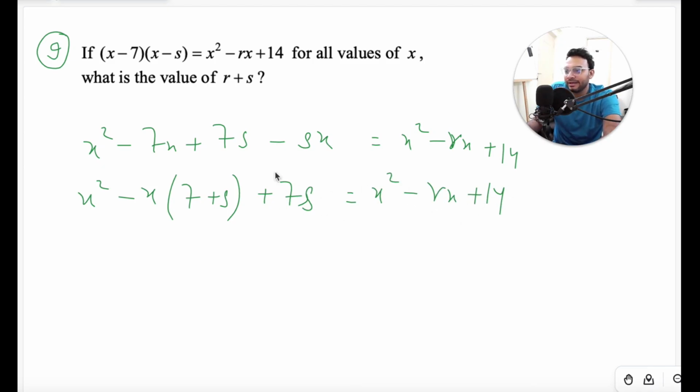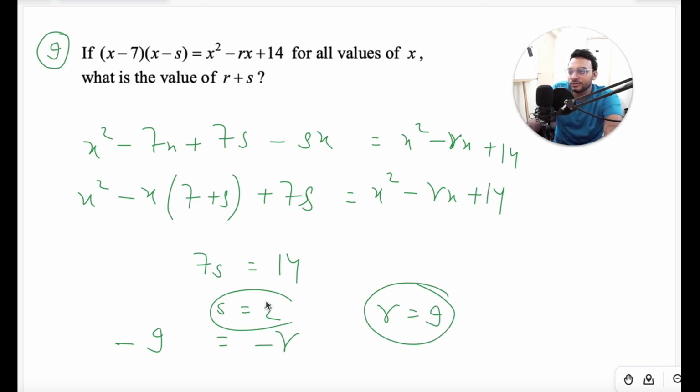Now we'll start comparing. Coefficient of x squared is 1 on both sides. Okay. The constant term 7s is equal to 14. s is equal to 2. Coefficient of x to be compared on both sides. On the left hand side, it's negative 7 plus s, that is negative 9. On the right hand side, it's negative r. So r is equal to 9. r is 9, s is 2. r plus s is 11. That's the correct answer to this question. Okay. Let's go ahead to the next question.